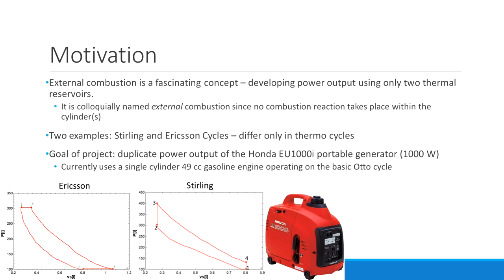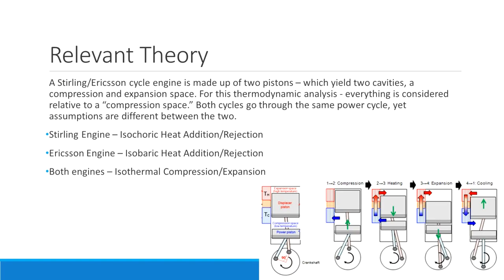and our goal in this project is to duplicate the power output of a commercially available portable generator, which uses a 49cc Otto cycle engine.